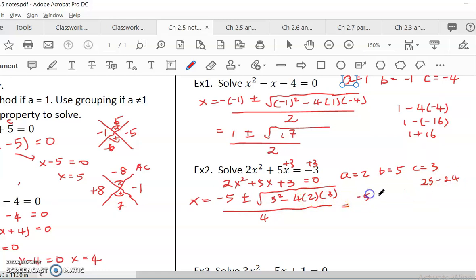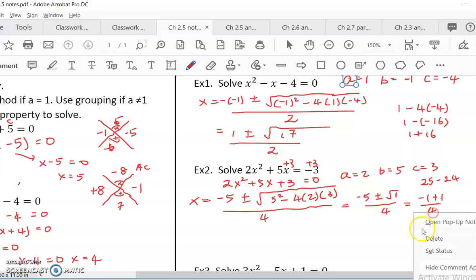So negative 5 plus and minus square root of 1 over 4. Now 1 is a perfect square, so you ought to simplify it. Because 17 is not a perfect square, you don't have to; you leave it exactly the way it is. But if it is a perfect square, then you have to do it. Square root of 1 is 1, over 4.